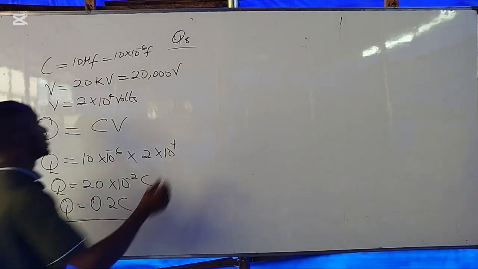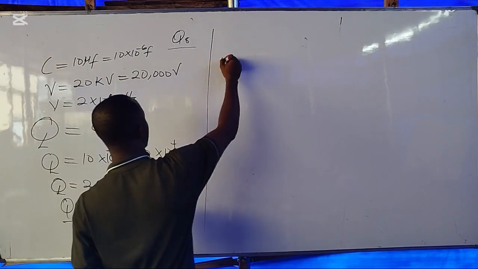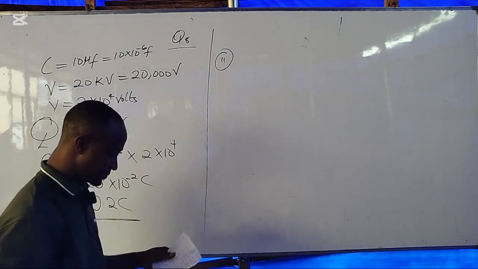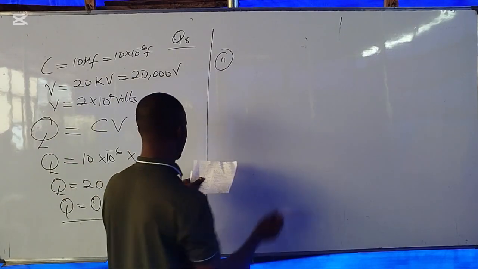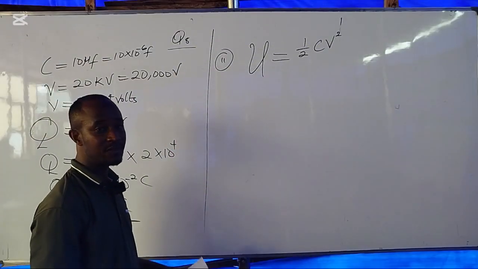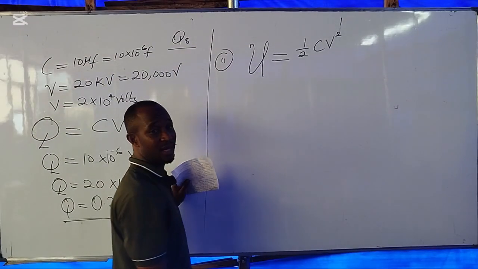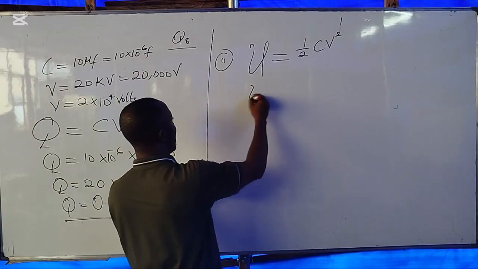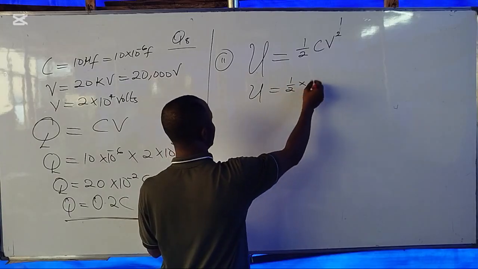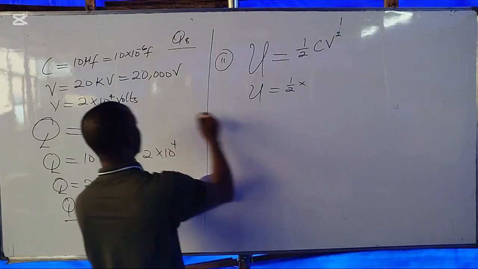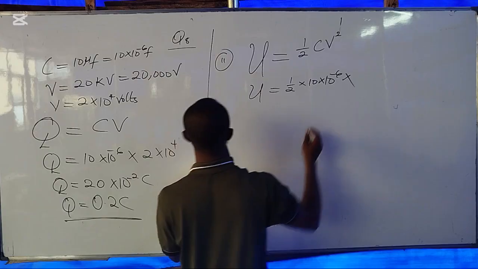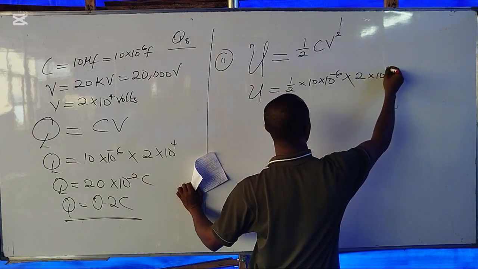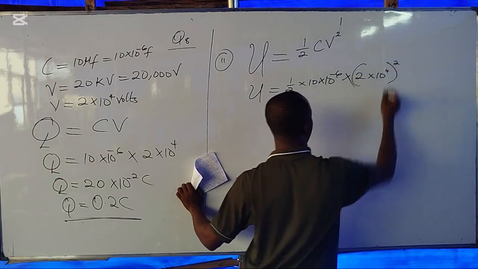The next one says find the potential energy stored in the capacitor. What's our formula again? The energy is half CV squared. Are you following? So that means our U becomes half times, what is our C? Our C is 10 times 10 to the minus 6. What is that V? 2 times 10 to the power 4, right? All squared.